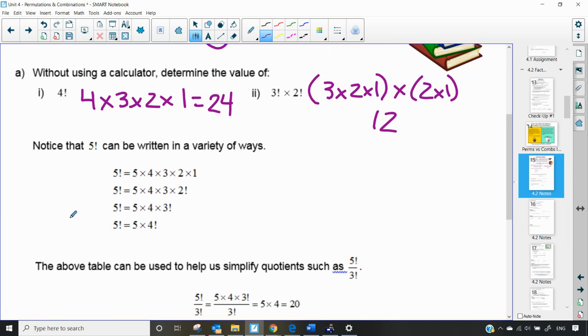So another way that we can write factorials is we can write 5 times 4 times 3 times 2 times 1. We've done that already. Or we can cut it off earlier than that. So we could go 5 times 4 times 3 times 2 factorial, because 2 times 1 is the same as 2 factorial. Or we could write 5 times 4 times 3 factorial. And we can do that because 3 times 2 times 1 is the same as 3 factorial.